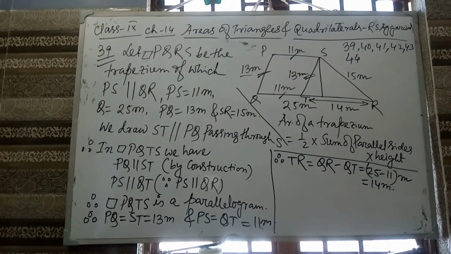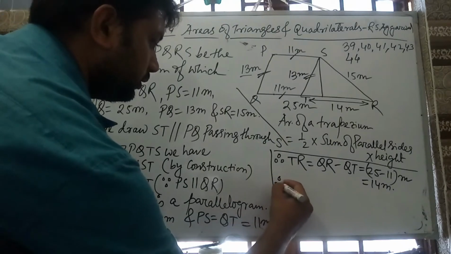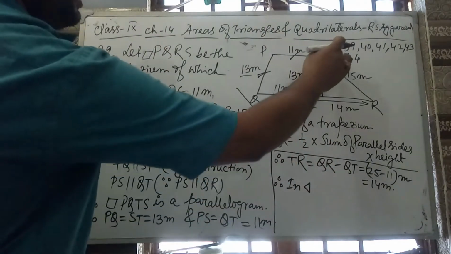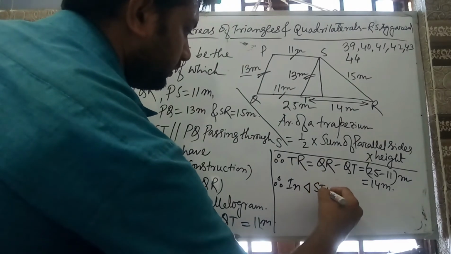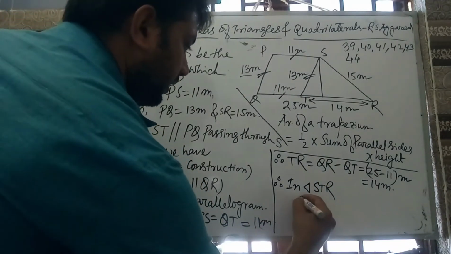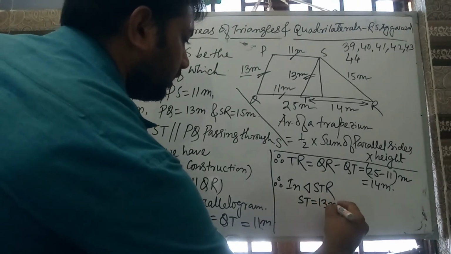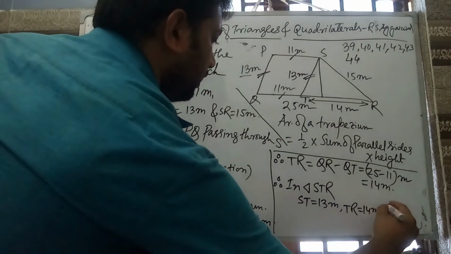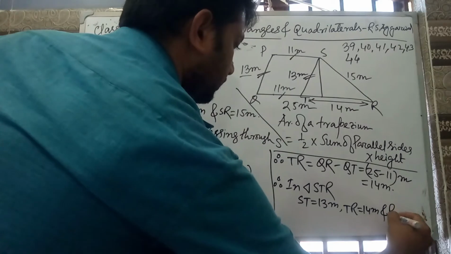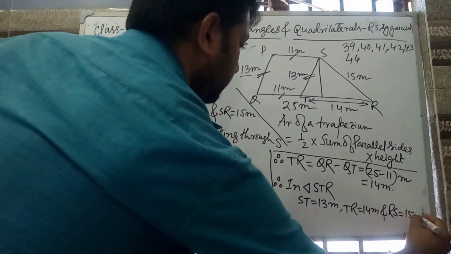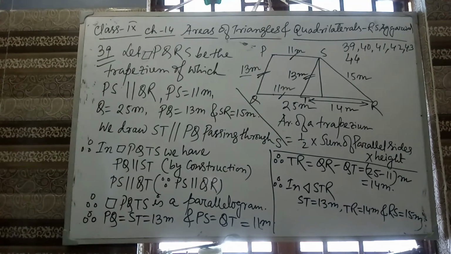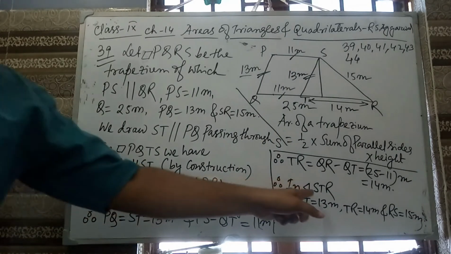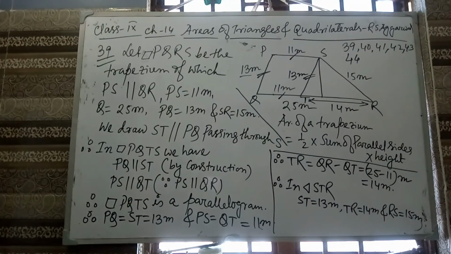Okay. Therefore, in triangle STR, ST equal to 13 meter, TR equal to 14 meter, and RS equal to 15 meter. Now students, you have to find out the area of triangle STR using Heron's formula. We apply Heron's formula on this triangle STR and find out its area.